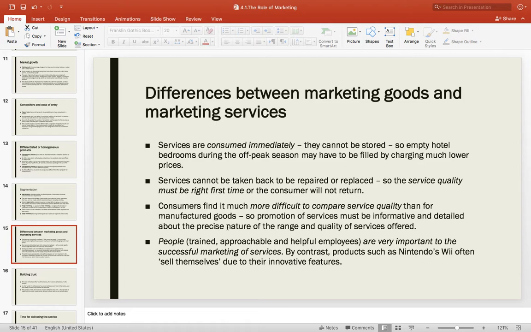Also, services cannot be taken back to be repaired or replaced. Let's say you bought a blender and it turned out to be defective, you took it back, then you replaced it or repaired it and so on. But the service quality cannot be repaired.